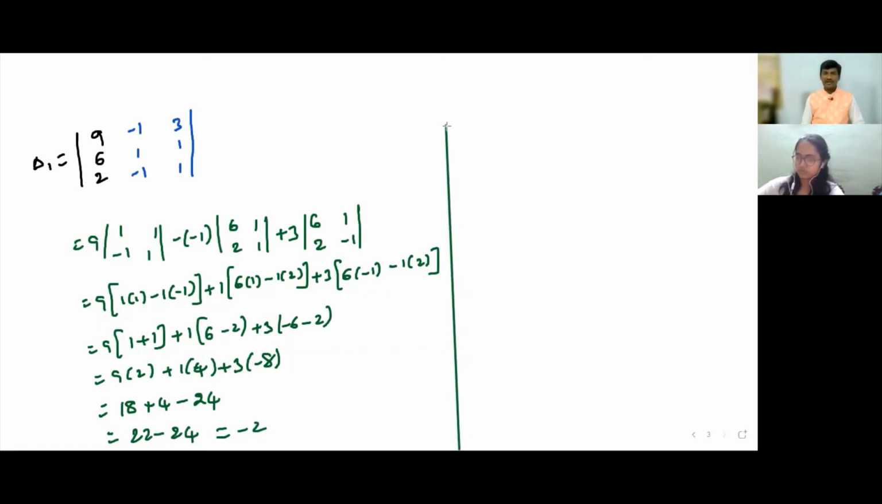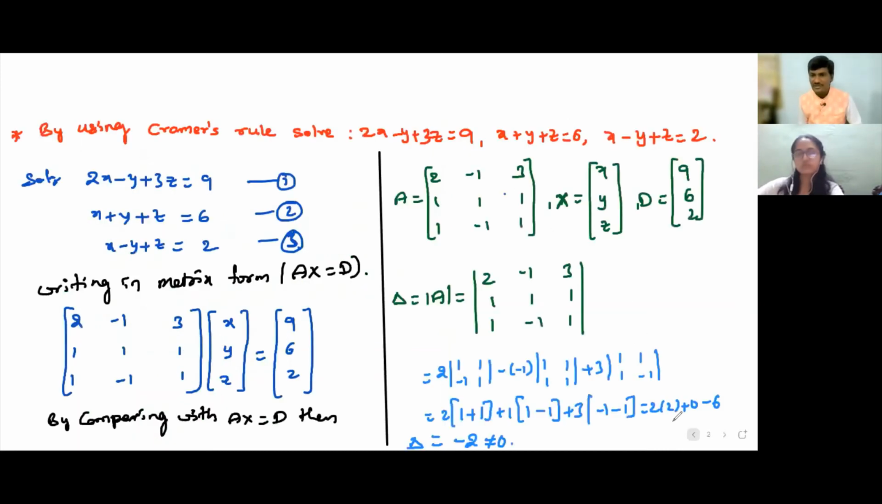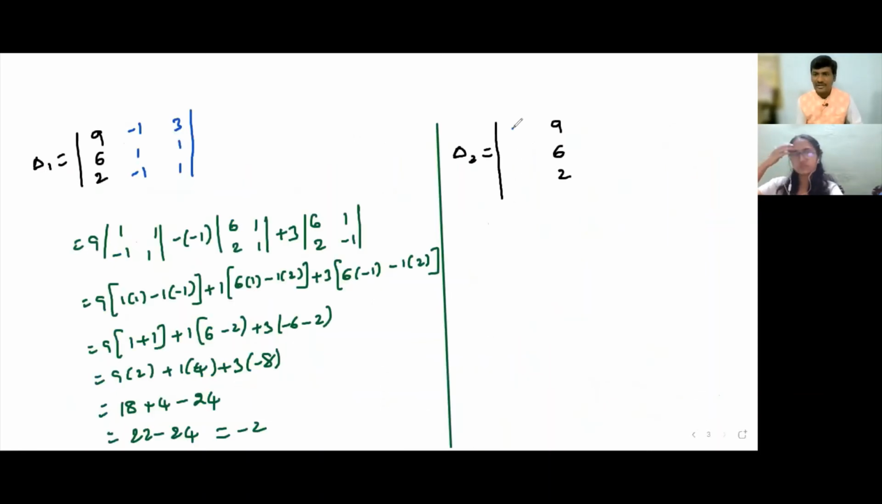After getting this, find the value of delta 2 also. How to find the delta 2? We put the value of D in the second column. What about the first column? First column is as it is, 2, 1, 1. A matrix first column as it is, and the third column also as it is, 3, 1, 1. Now find the determinant of this.